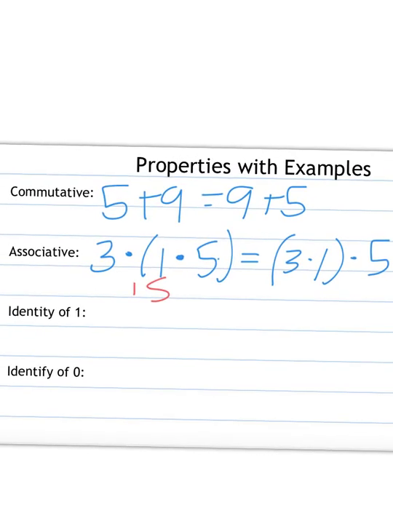And on the other one, 3 times 1 is 3, times 5 is 15. Identity property of 1 means we can take any number, 7, multiply it by 1, and we would get that same number back. Identity property of 0 says we can take any number and add 0 to it, and it does not change the identity. It stays the same.